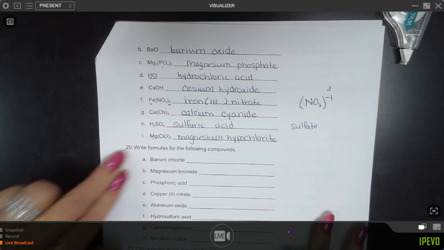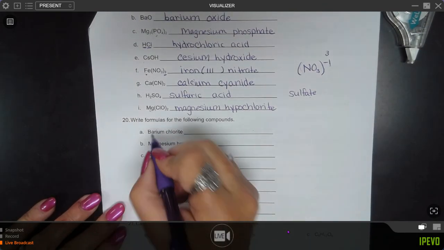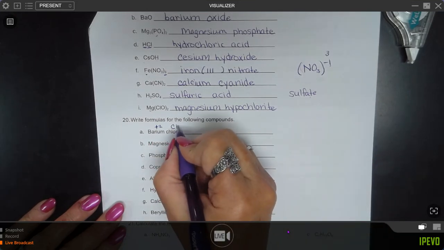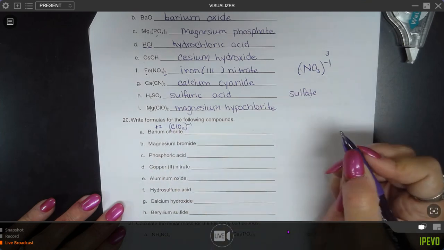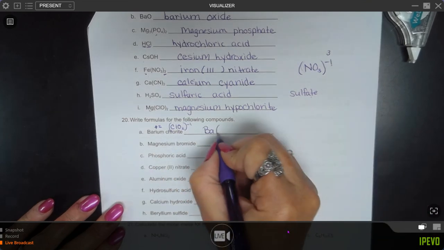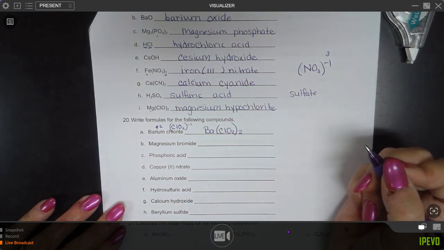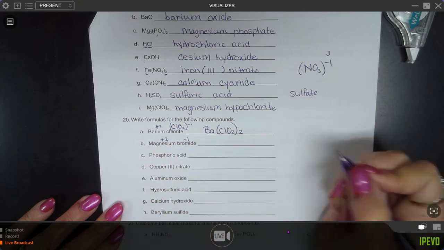Okay, let's see. So now we need the formulas. Okay, so barium has a +2 charge. Chlorite, if you look on your polyatomic ion chart, is ClO2 -1. So this is going to be Ba(ClO2)2 if we crisscross. All right. Magnesium has a +2 charge, bromine a -1, so that's going to be MgBr2.